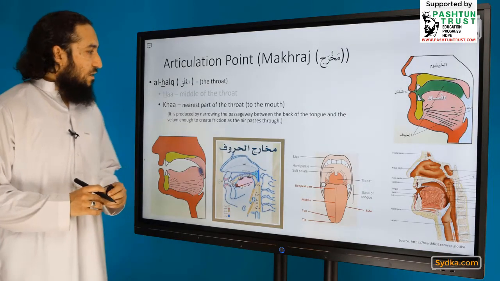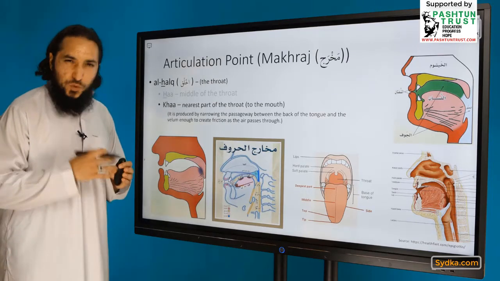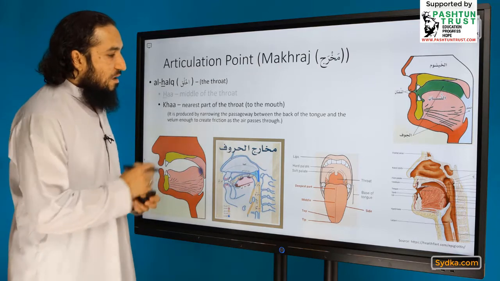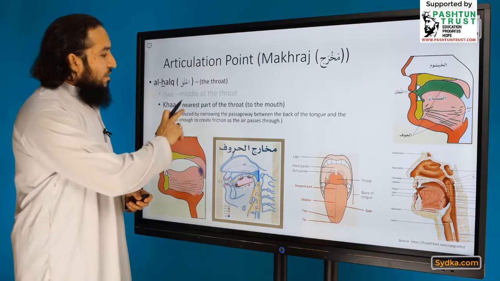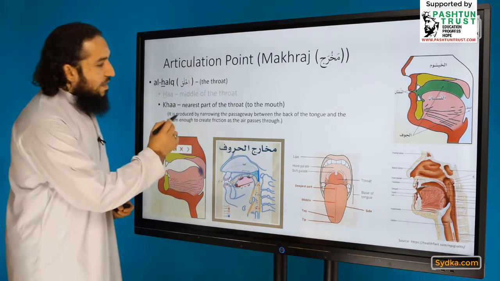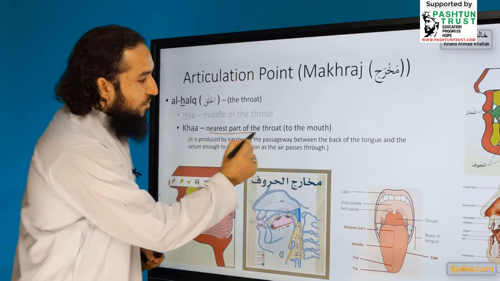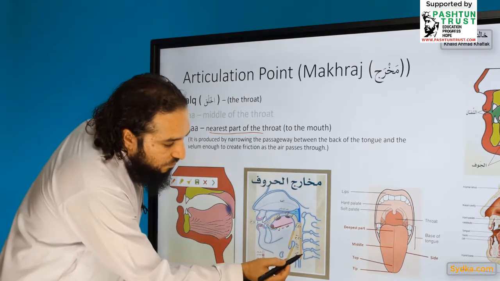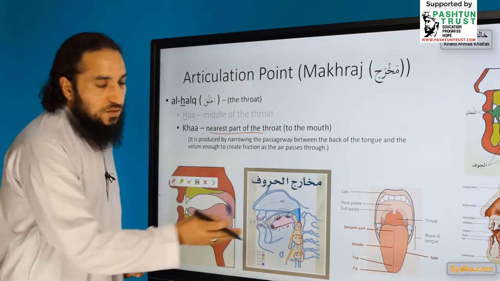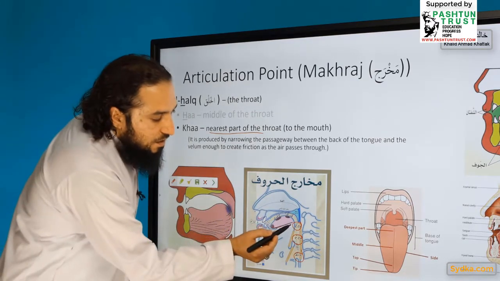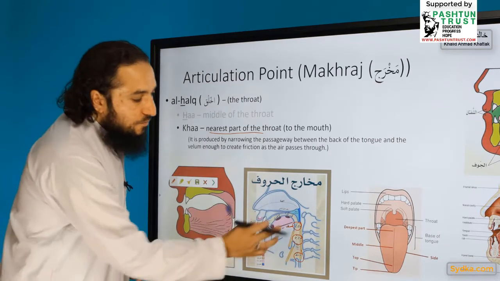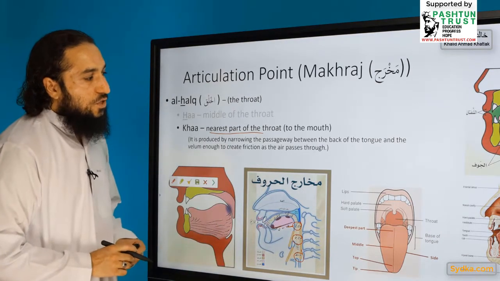What is its articulation point? It is one of the throat letters. So from the throat we have 6 letters, and Khaa is one of them. Let me explain this. It is the nearest part. We have 3 different places, where from each place 2 different letters are pronounced, and this is the nearest part of the throat to the mouth. Okay, that's the articulation point.